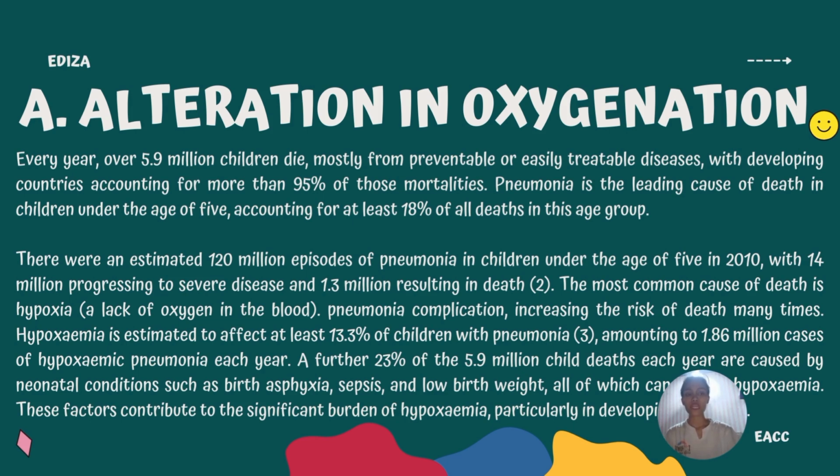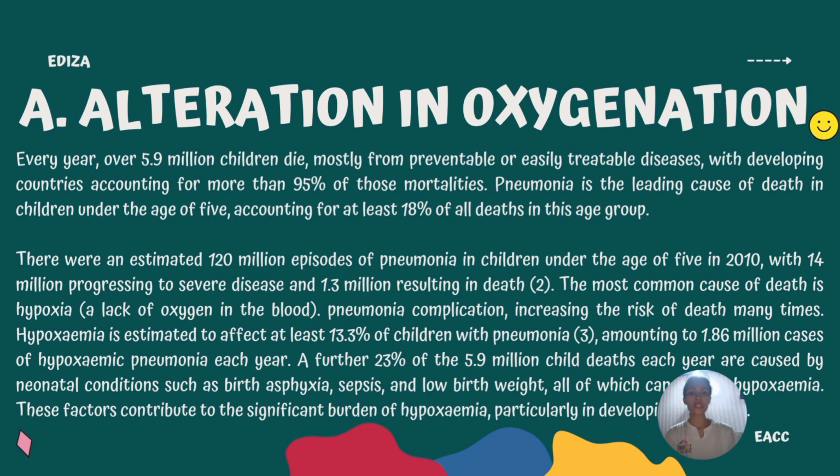Tapos po, most common cause of death po sa alteration in oxygenation is hypoxia, a lack of oxygen in the blood. Tapos po, sumunod is the pneumonia complication. Tapos, increased risk of death many times po ang pneumonia natin. Hypoxemia po is estimated na affects at least 13.3% po na mga bata na may kasamang pneumonia. Tapos pangatlo po is 1.86 million ang cases ng hypoxemic pneumonia each year po ang nangyayari sa buong bansa. Most of the countries po ay kasama po doon.